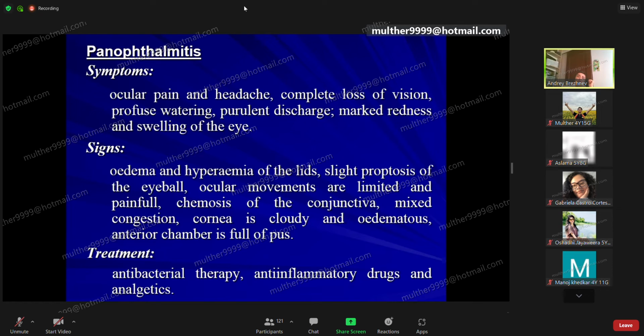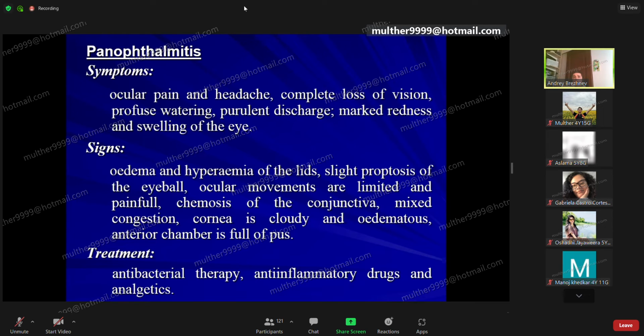Signs are edema and hyperemia of the lids, slight proptosis of the eyeball, ocular movements are limited and painful, chemosis of the conjunctiva. Chemosis means severe edema of the conjunctiva, mixed congestion. Cornea is cloudy and edematous, and the anterior chamber is full of pus. Vision is completely lost, and perception of light is absent. Globe perforation may occur at the limbus due to the resorption of the eye tissues by the aggressive purulent discharge, aggressive pus.